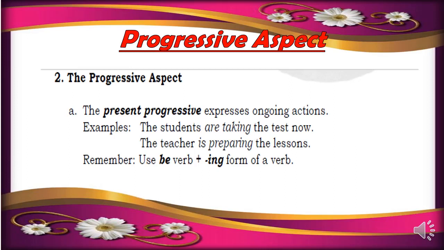For letter A, we have the present progressive. So present progressive expresses ongoing actions. Example, the students are taking the test now. Another one, the teacher is preparing the lessons. In progressive aspect, remember to use be verb plus ing form of the verb, like what we have on the example. Are, that is the be verb, plus taking the test now.